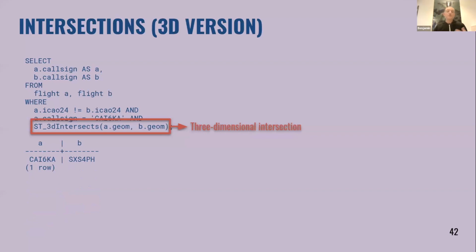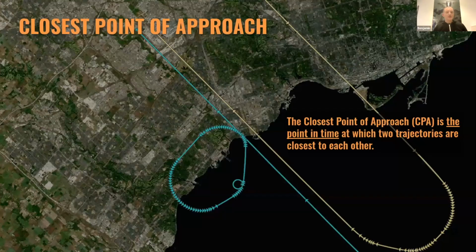Okay, so there is a 3-dimensional intersection function that exists in PostGIS. 3D intersects takes 2 geometries and finds if at any point they intersected in 3 dimensions. And in this particular data set, I found that there were 2 flights which happened to intersect in 3 dimensions. However, we are, of course, interested in 4-dimensional intersections.